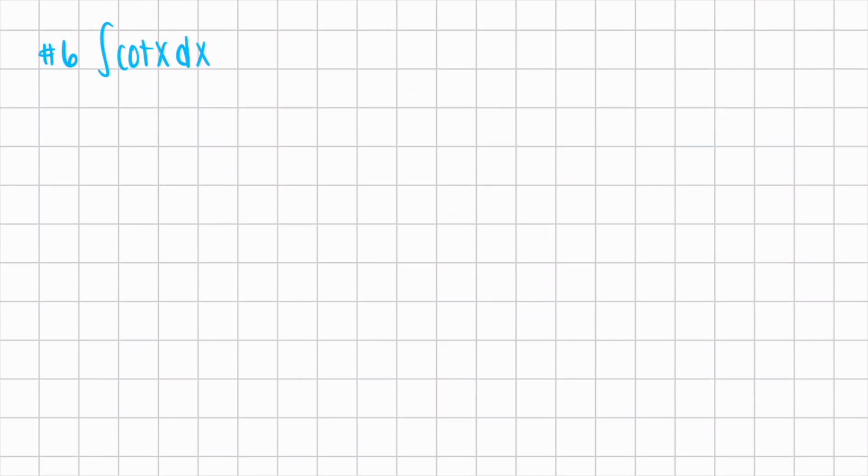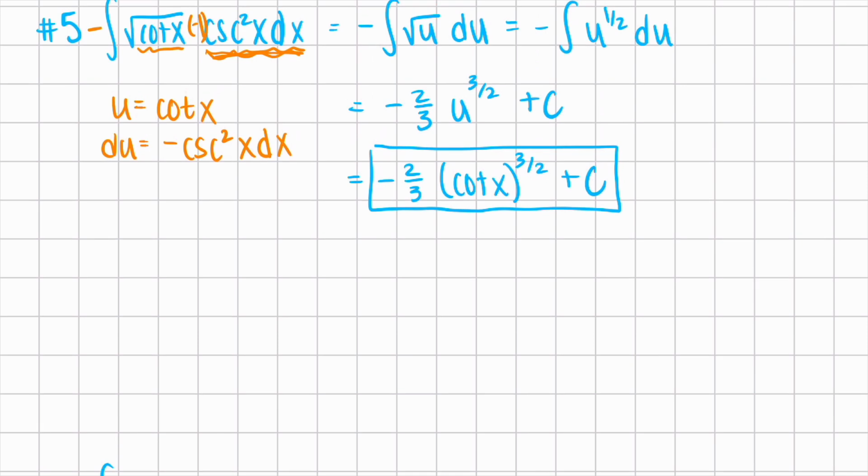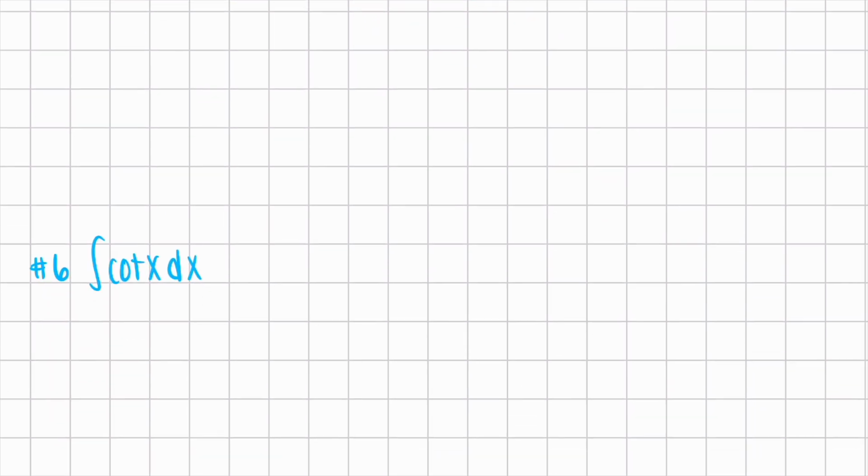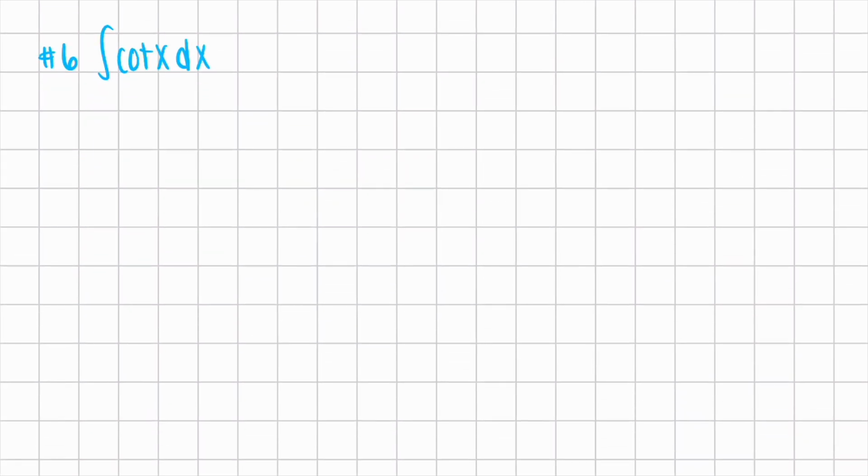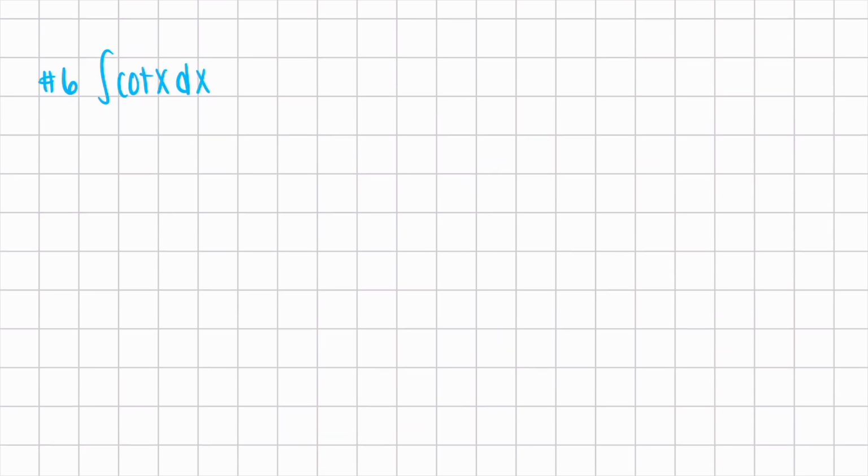Okay, so next we have the integral of cotangent of x. Now, we don't have a rule for this one. Like up here, we know that the derivative of cotangent is negative cosecant squared, but we don't have a rule for the integral of cotangent, or at least maybe we don't yet. So for this one, this is a U-sub problem, and the trick is rewrite cotangent as cosine of x over sine of x dx. And now see what you can do.